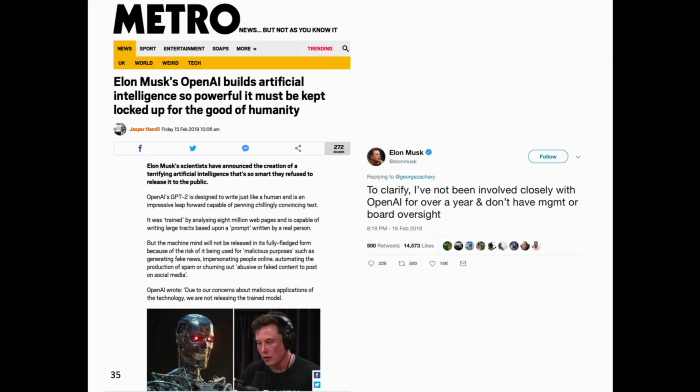I guess that was it, leading even Elon Musk to want to clarify and say that it's not actually really that he's directing what's happening at OpenAI anymore.